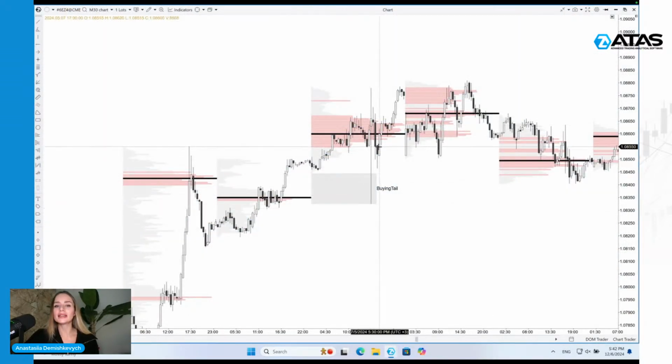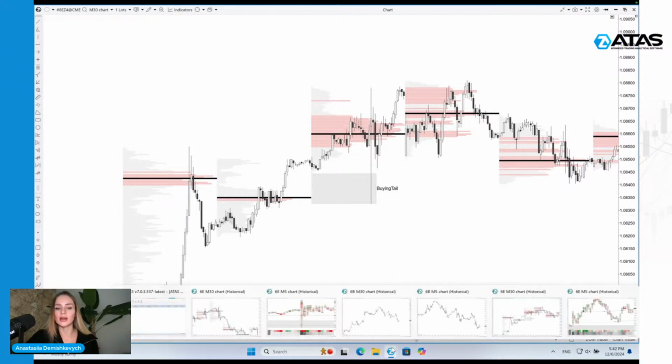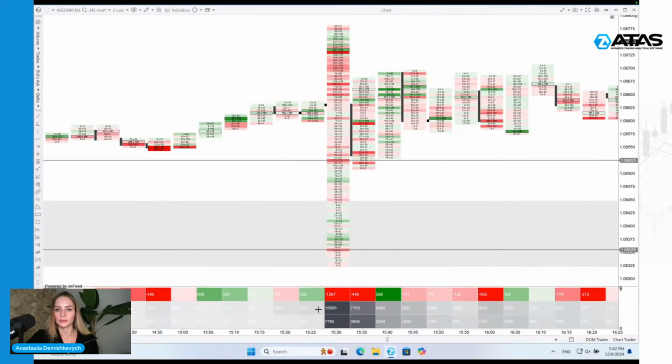and despite having a very negative delta, the huge disbalance on the bid side, the price still created the long wick and buying tail. This is for us a confirmation that we can start looking for the trades to the upside and we can start expecting the bullish reversal.